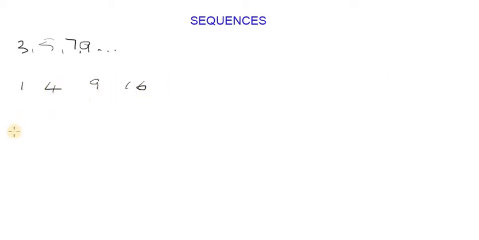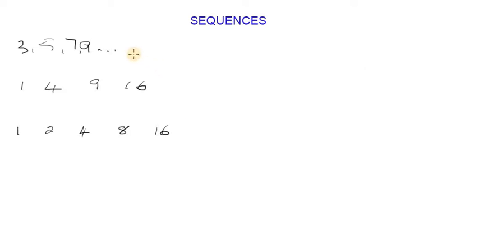Or other sequences again might be like this: 1, 2, 4, 8, 16. So it goes up by 1, goes up by 2, goes up by 4, goes up by 8. And it seems to be doubling. 1 doubles to 2, and so on. So the next one will be 32.